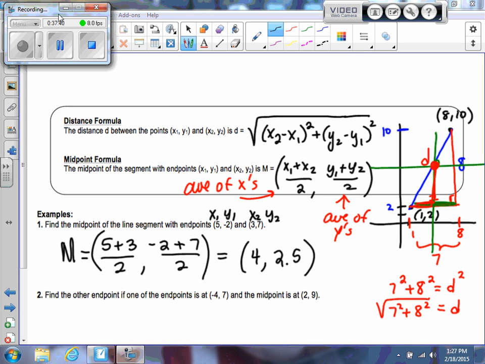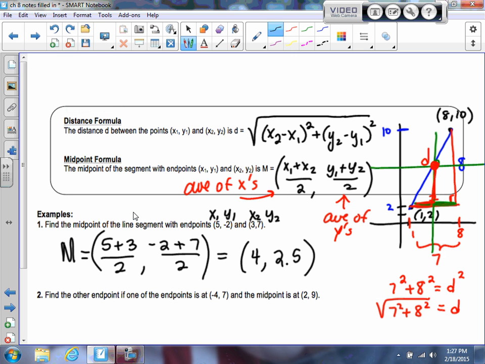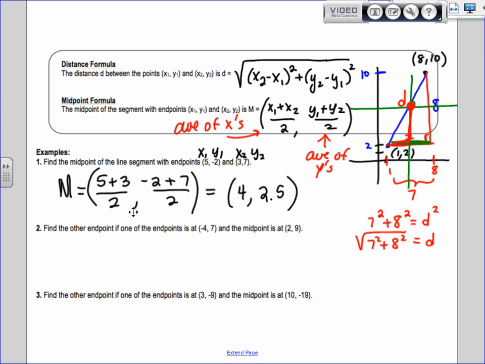So the midpoint formula is pretty straightforward when you're just asked to find the midpoint between 2 points. But there are other types. Sometimes it says you have one of the endpoints and then you need to find the other endpoint. There's a really easy way to do this, and then there's a more complicated way. I'm going to show you the shortcut. Since you guys all returned to class on time, you get a shortcut.